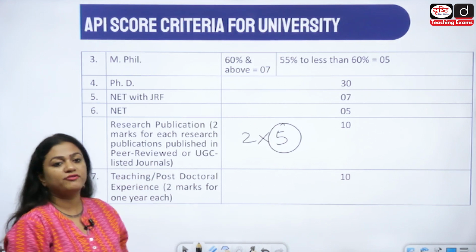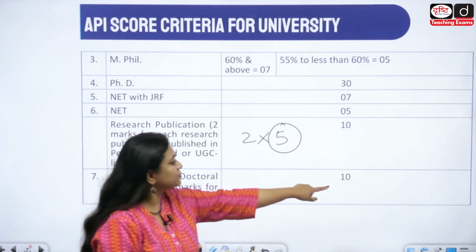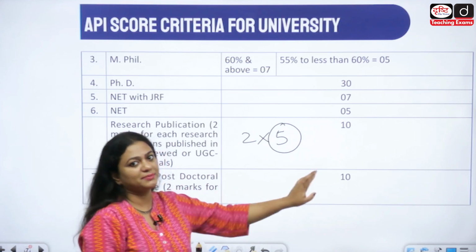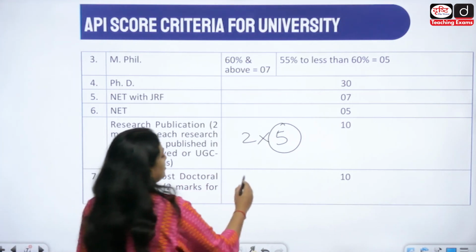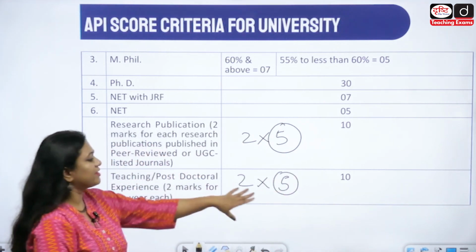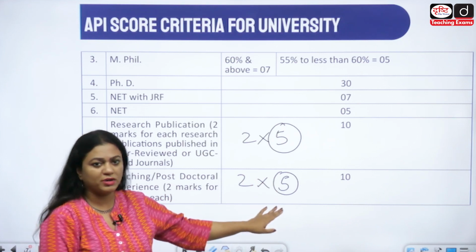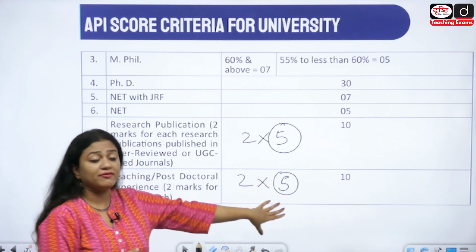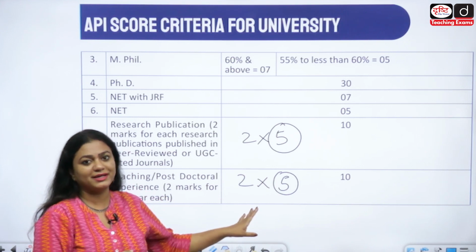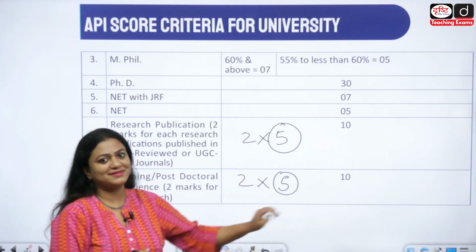Next comes your teaching experience or post-doctoral experience. For each year, you will be getting 2 marks. And here the maximum marks you can have is 10 marks. It means that here also you can attach your 5 years of experience. If you have 1 year of experience, you will be getting 2 marks. If you have 4 years of experience, then you will be getting 8 marks. But if you have 5 years of experience, 10 marks.